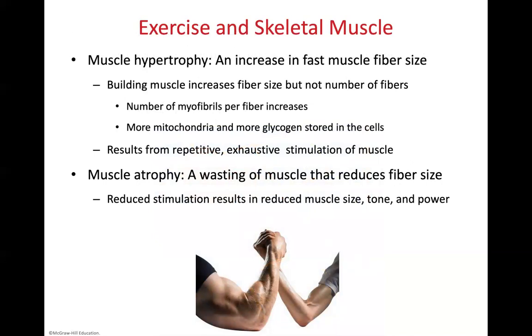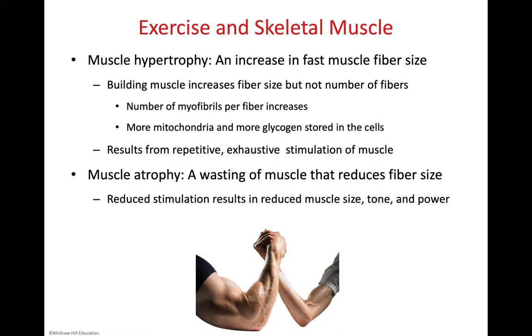Something that might be of interest to you all is figuring out how it is that you make your muscles bigger and what is happening when muscles get bigger with exercise. With exercise, you'll experience muscle hypertrophy. This is an increase in the fast muscle fiber size. What's actually happening when you build muscle? You're increasing the size of the fibers, that is the size of individual cells, but not the number of cells. The number of muscle cells or muscle fibers within a given muscle is pretty much set throughout your life. It's the individual cells that get bigger when muscles get bigger or get smaller when muscles get smaller.